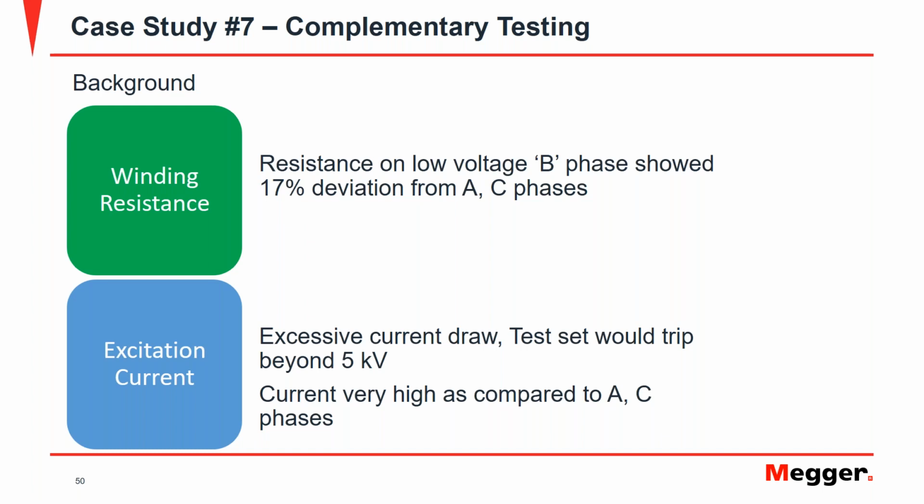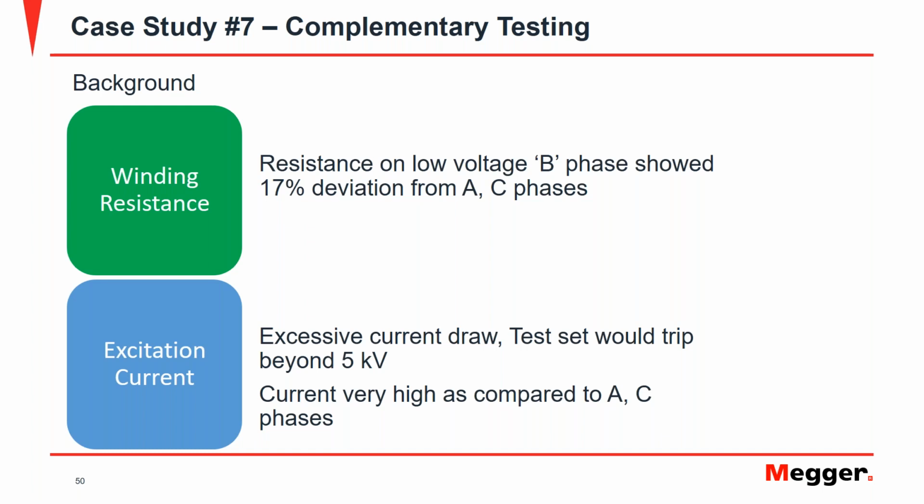So the low voltage B phase was out of spec by 17%. And when we performed excitation current, we saw that the B phase somehow was having an excessive current draw. The current draw was so excessive that typically you would test for excitation current at 10 kV, but we weren't able to reach that 10 kV value at all. The test set would trip at 5 kV itself because of this excessive current draw.